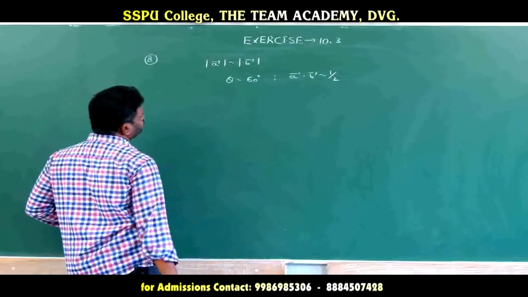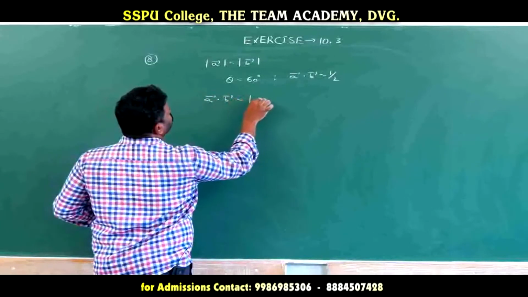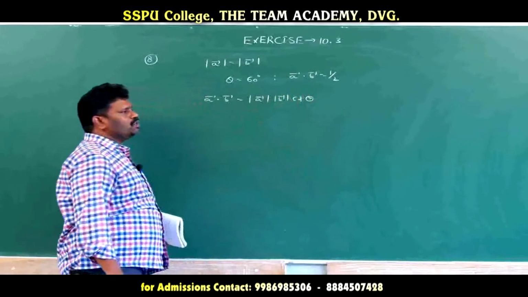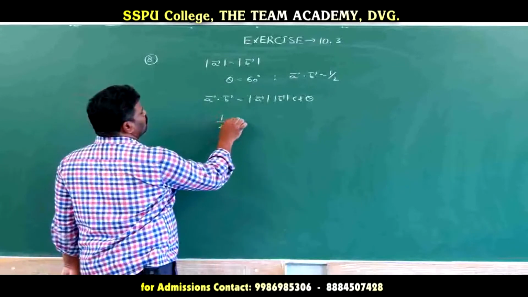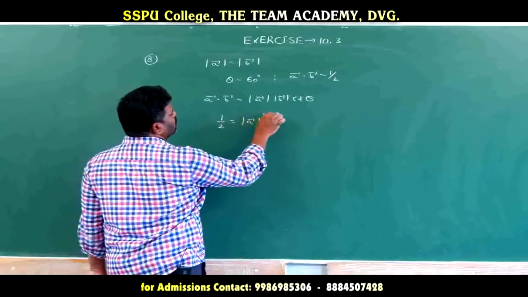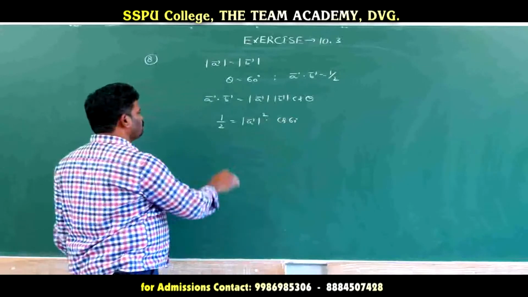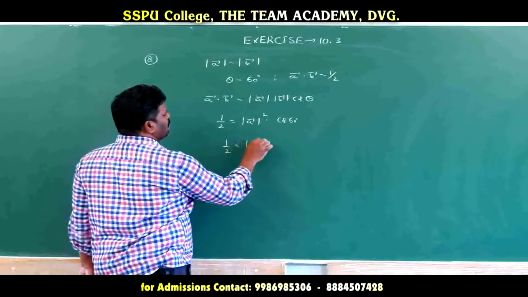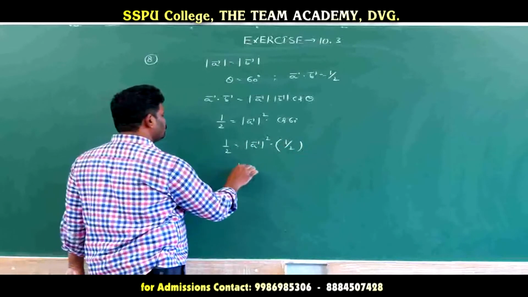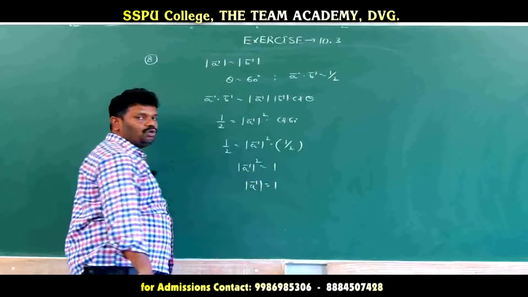So we know that a bar dot b bar is equal to magnitude of a bar into magnitude of b bar into cos theta. So a bar dot b bar is how much? 1 by 2 is equal to magnitude of a bar square into cos 60 degrees. Cos 60 degrees is nothing but 1 by 2. So 1 by 2 is equal to magnitude of a bar square into 1 by 2. Taking 1 by 2 to this side means cancellation. Magnitude of a bar square is equal to 1. Then magnitude of a bar is equal to 1.